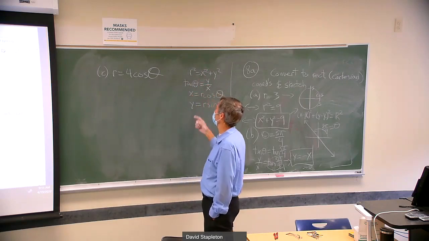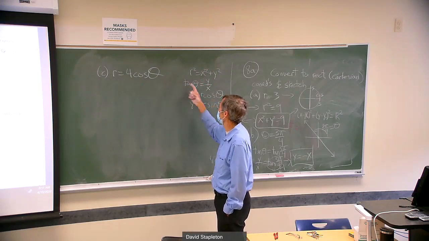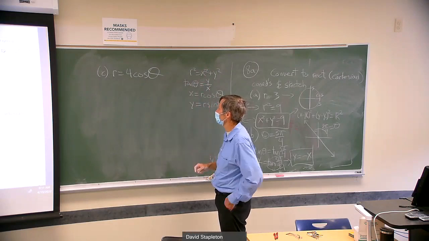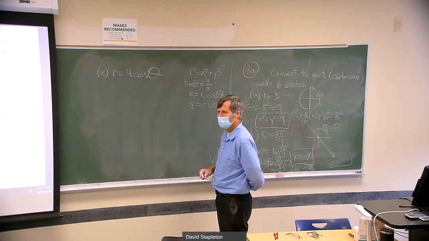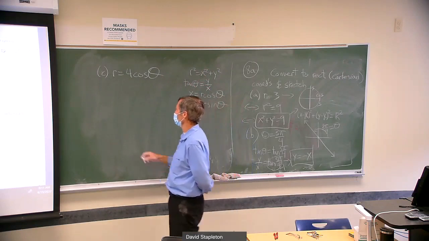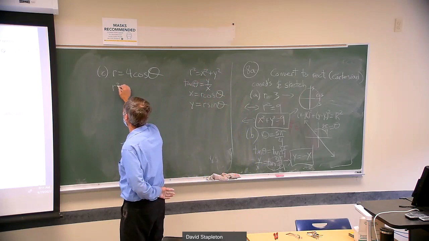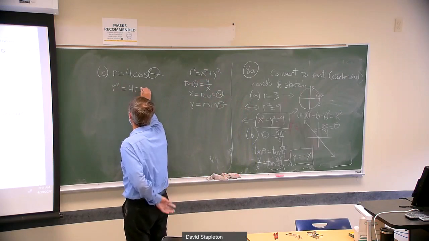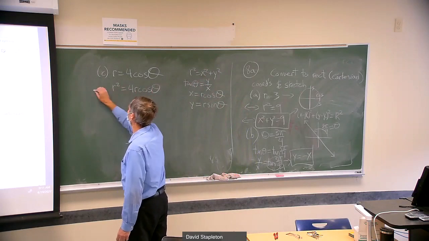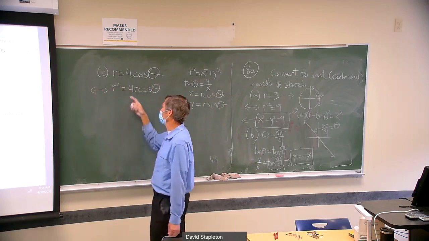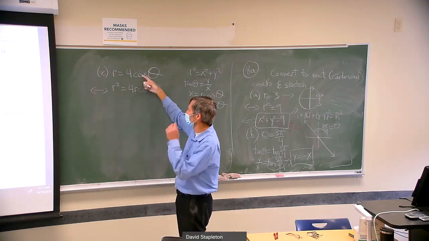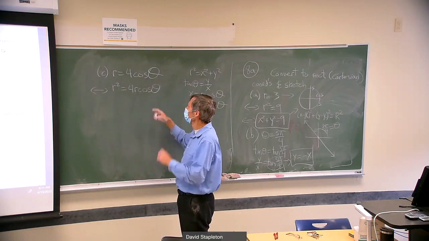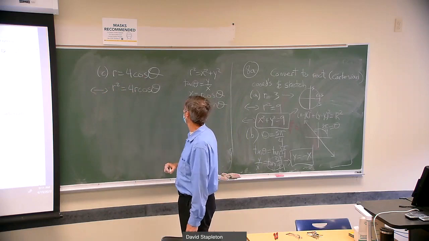How can I use these equations to convert that? I don't want to put theta equals arctangent or arctangent plus pi. That's too complicated. Instead, this time, instead of squaring, I'm going to multiply both sides by r. I'll get r squared equals 4r cosine theta, and that's an equivalent equation. I have to be careful. I introduced the polar origin as a solution, but it was already a solution, so we're okay.